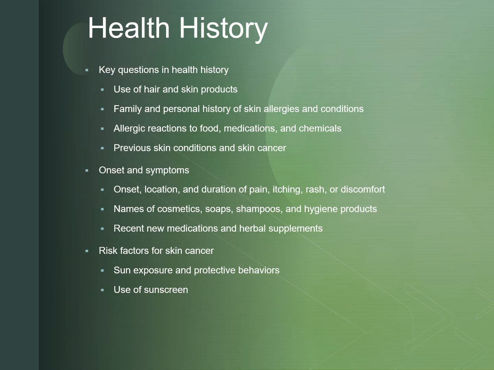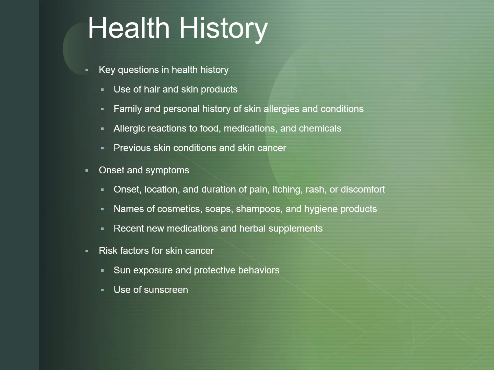Allergies to foods, medications, or chemicals. This can present as rashes, hives, or severe reactions. And then onset and symptoms, we want to ask about onset, location, duration of symptoms, pain, itching, rash, or discomfort. We want to reason between if this is acute versus chronic, which is going to help narrow down what's actually going on with the patient.